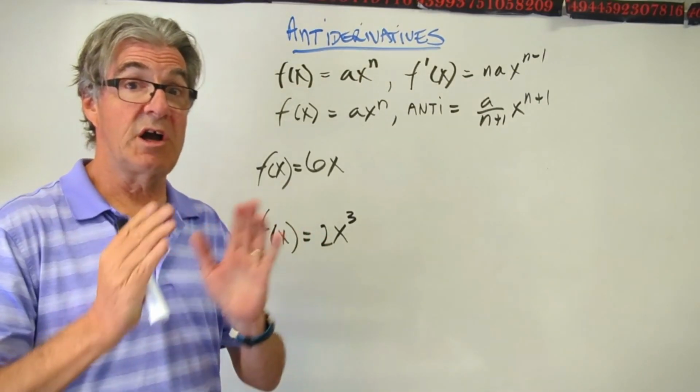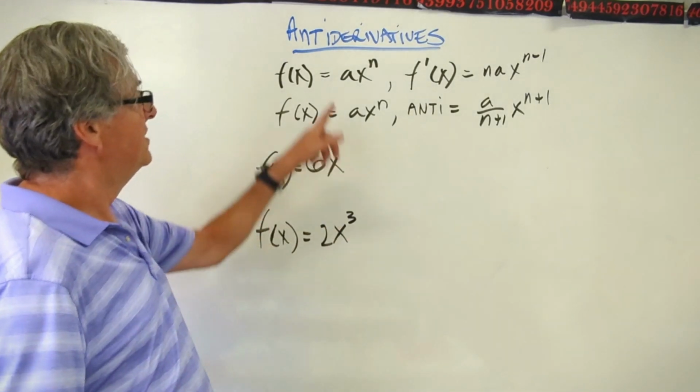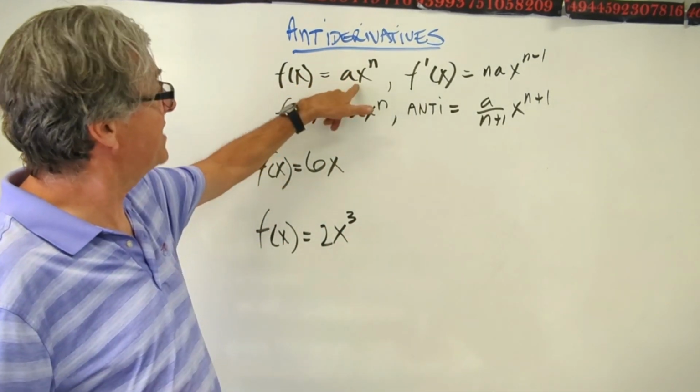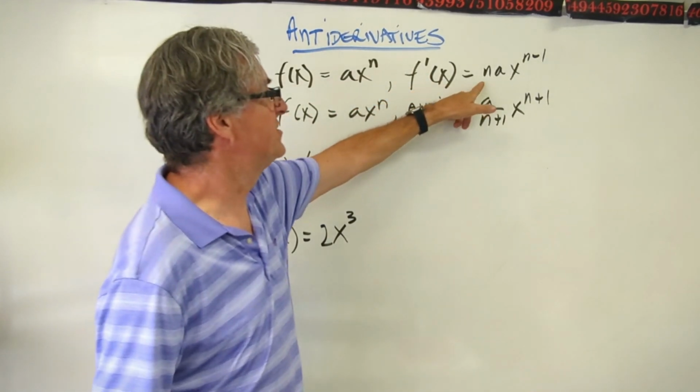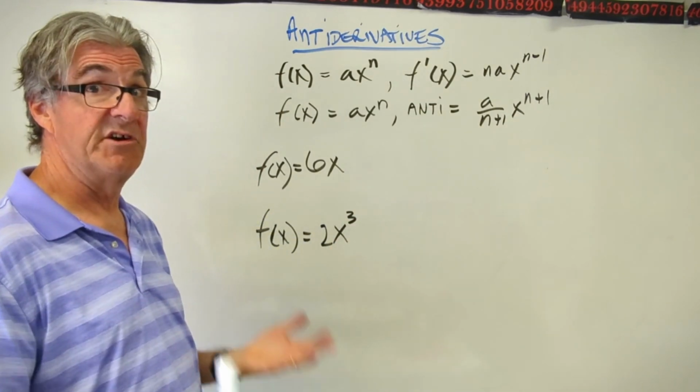Okay, let's do a couple problems just real quick to kind of burn this in a little bit. So I summarized our findings from the last two boards. If f of x is ax to the n, then f prime of x, the derivative of f of x, is just nax to the n minus 1. Okay, so that's our familiar go-to.